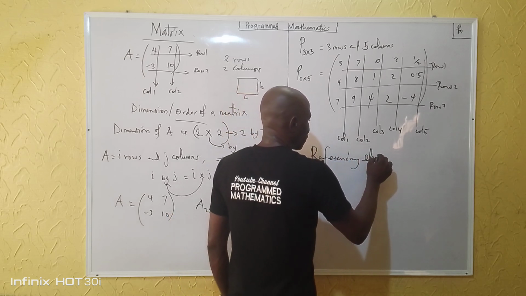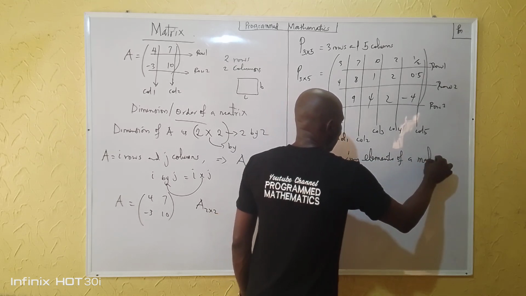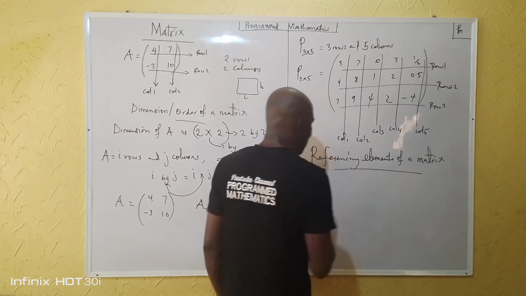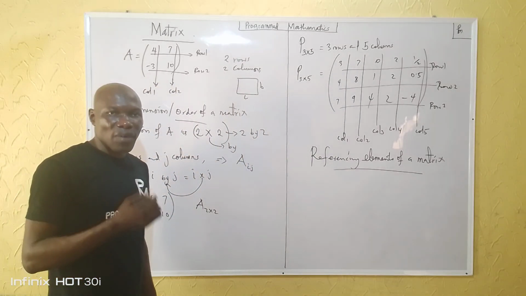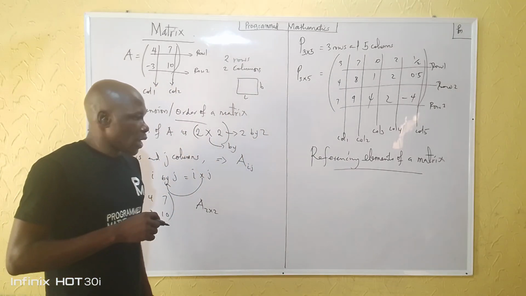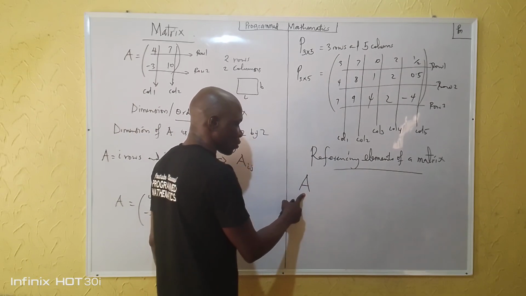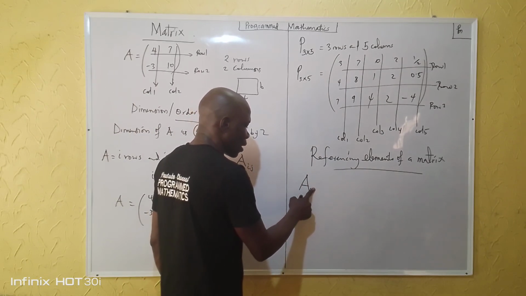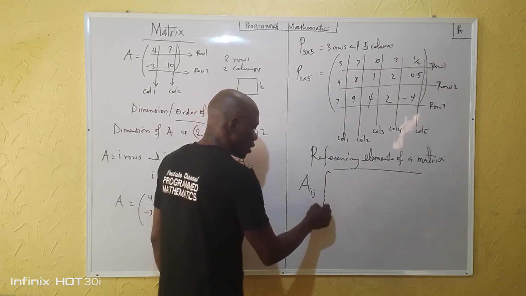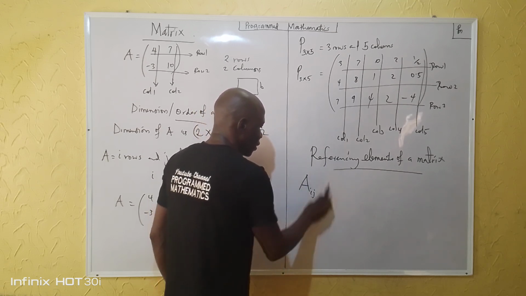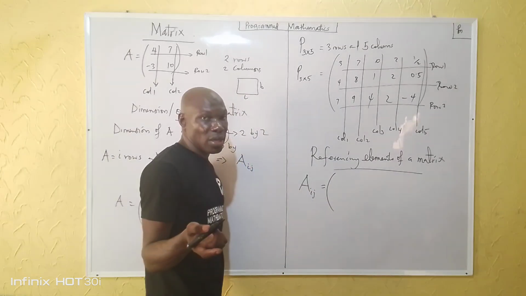Referencing elements of a matrix. So how do you make reference to an element of a matrix? How to refer to each element of any given matrix? Now, if I use capital letter A to represent matrix A, so matrix A has i rows and j columns, then the elements of matrix A are usually denoted by small letter a.